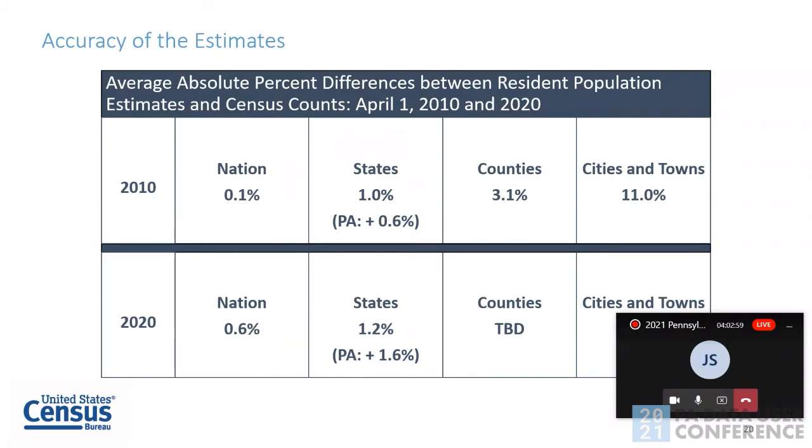So the way we compute these, we take the census minus the estimate, divide by the estimate, and multiply it by 100 to get a percent difference. As it turns out, for Pennsylvania in 2010, the state's population was underestimated. The census came in higher. Moving across, the smaller the area, the larger the absolute percent differences.